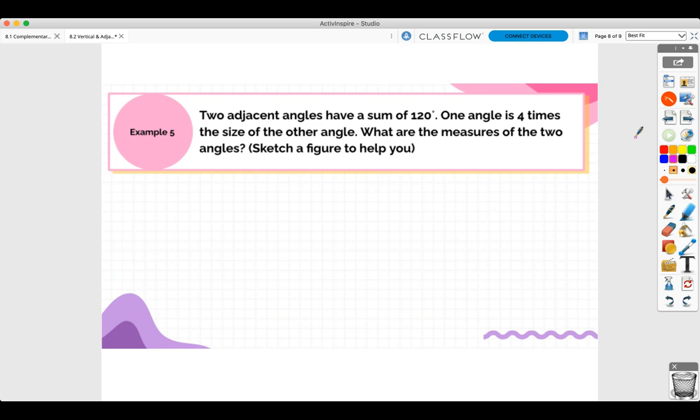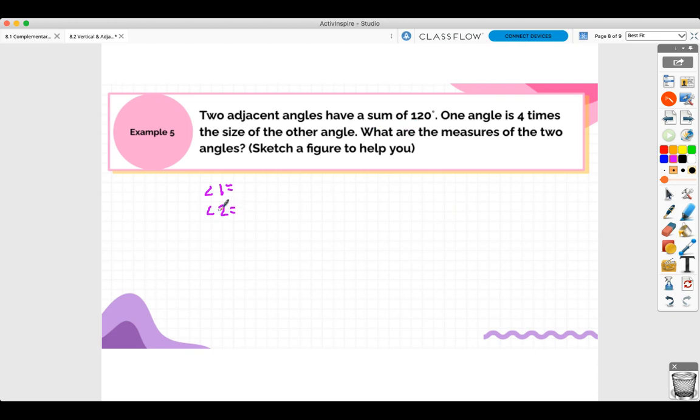Oops. So 2 adjacent angles have a sum of 120. One angle is 4 times the size of the other angle. What are the measures of the 2 angles? Okay, this is a little different than what we've done. So let's just do it this way. We're going to have angle 1 and angle 2. And one angle is 4 times the size of the other angle.